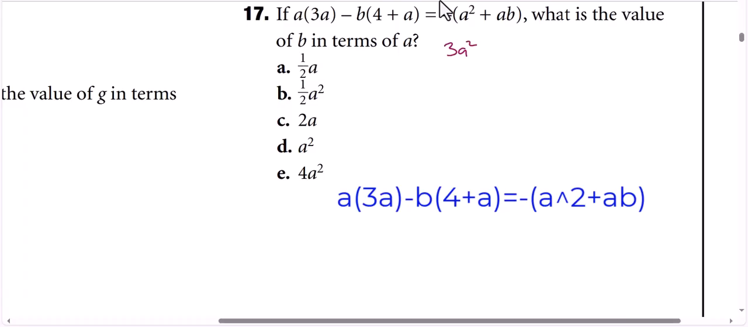So minus, I want to open up this bracket. So distributing, I have to distribute b to this and also distribute b to this. So minus b times 4 is minus 4b, and then minus b times a is minus ab, equal to negative a squared. So I'm distributing the negative and then negative ab.